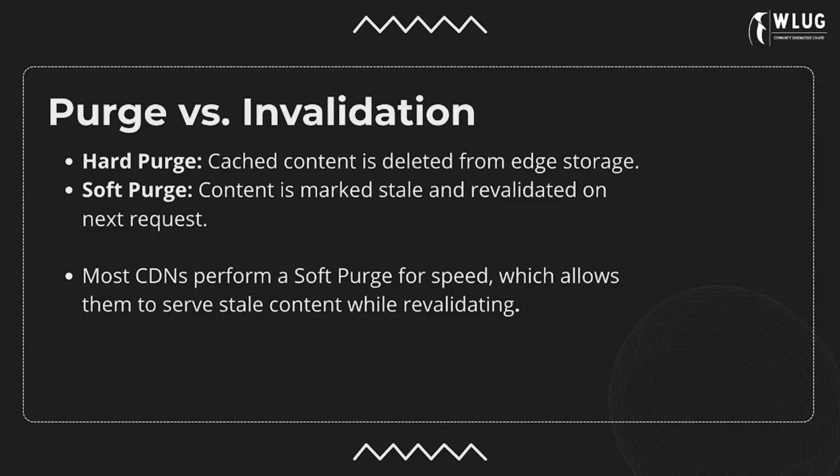And in hard purge, the cache content needs to be deleted first from the edge storage, that is from the cache, and the fresh or the updated data needs to be accessed from the origin server. Whereas in soft purge, it is faster as we don't delete the data, but we make a new request directly to the origin servers, which skips the step of deleting and makes it easier to revalidate.